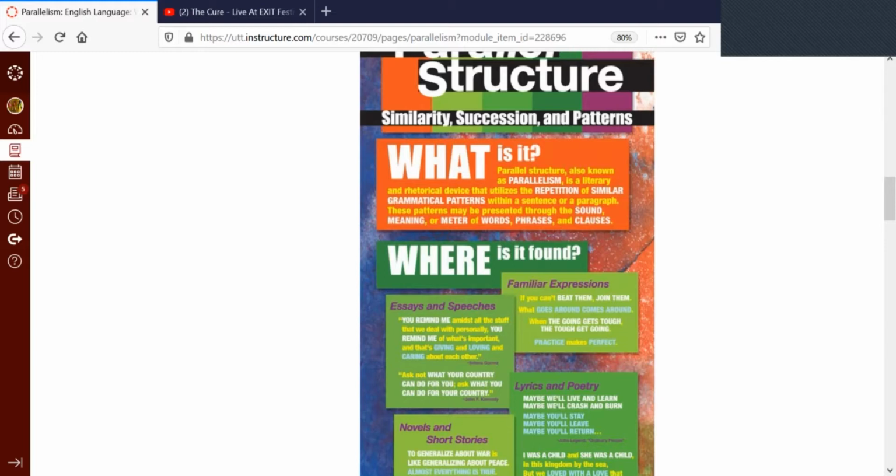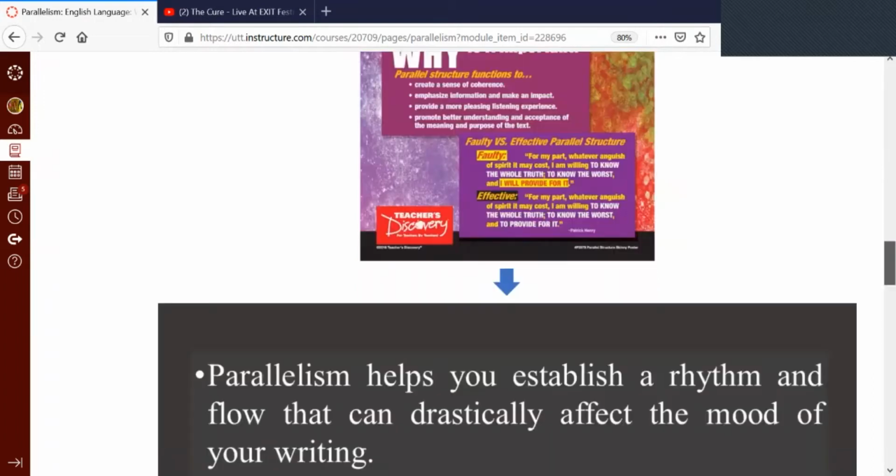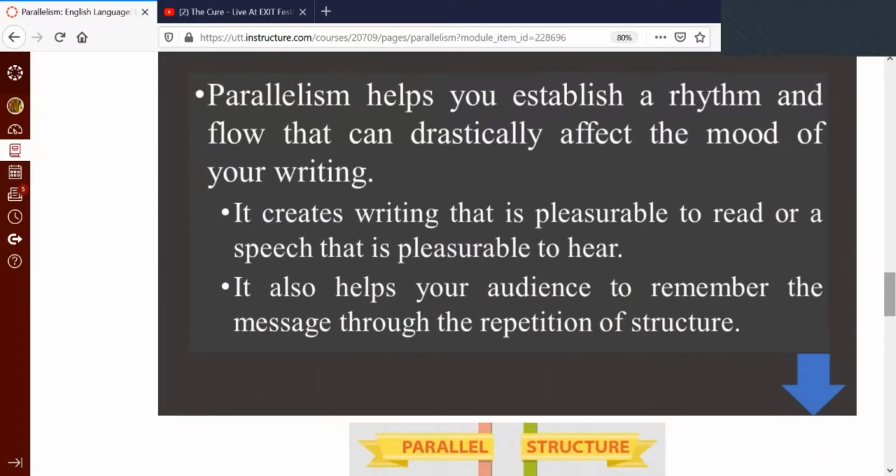This helps create patterns. You will find it in essays, speeches, expressions or idioms, lyrics, poetry, novels, short stories. It's a widely used stylistic device. It allows you then to establish a rhythm and flow, and this can drastically affect the mood of your writing. So it creates a nice rhythm and flow and makes it a pleasure to read or a joy to listen to.